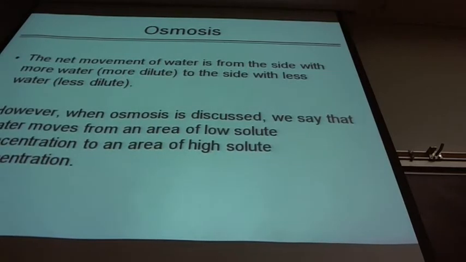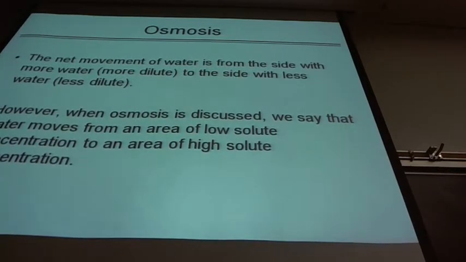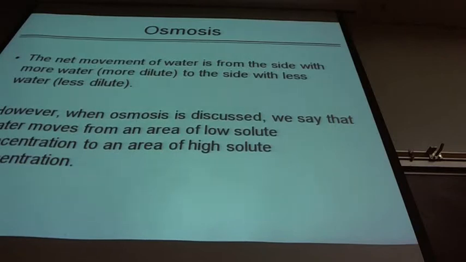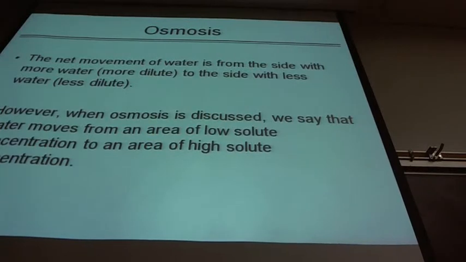Net movement of water is from the side with more water, more dilute, to the side with less water. More water, less solute. Less water, more solute. It's going to try to even it out. It'll just move across the membrane. However, water moves from low solute to high solute concentration. So I just went over that. Are there any tissues where osmosis and diffusion both occur?